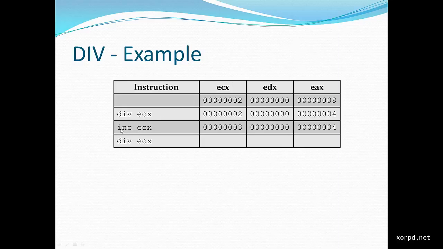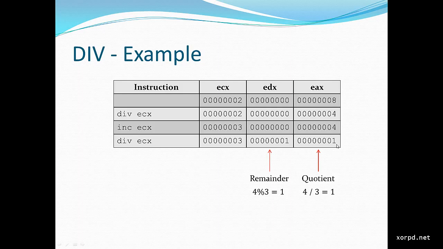The next instruction just increased ECX. ECX was previously 2 and now it turned into 3. And in the next instruction, we are going to divide EDX, EAX, this time by 3. Because ECX is 3 at this point.